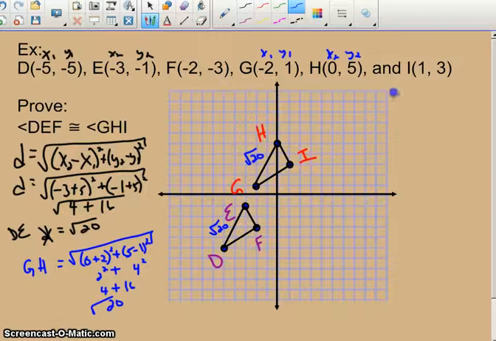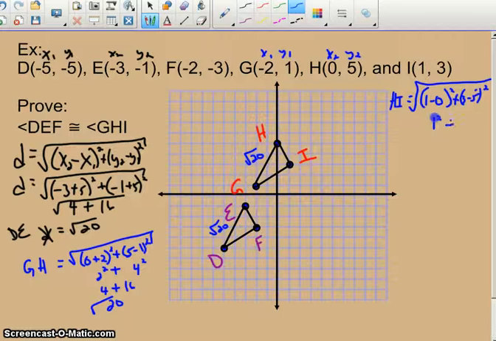But let's go ahead and do one more. I'm going to do HI real quick first. So we're going to have a 1 minus a 0, and then a 3 minus a 5. So 1 squared plus -2 squared, which will be 1 plus 4, which is the square root of 5. So I've got this, the square root of 5.